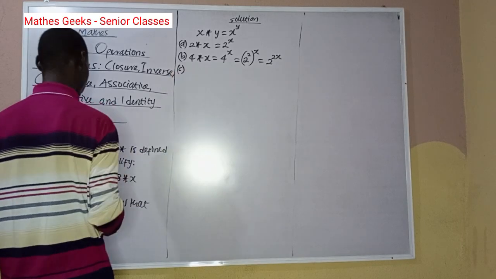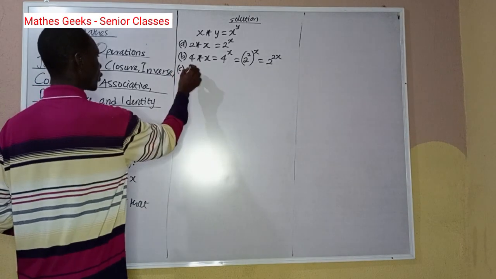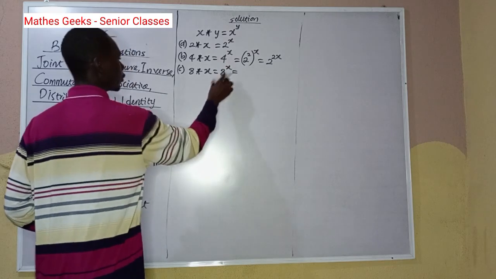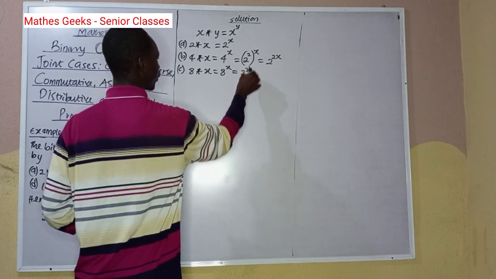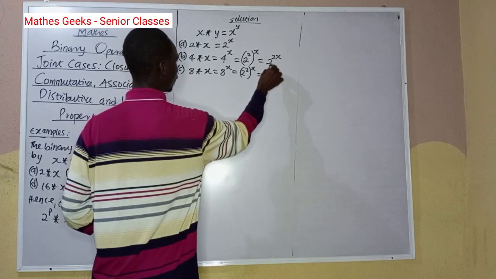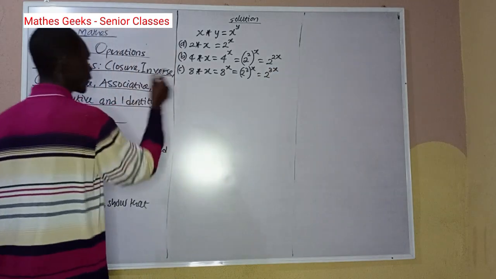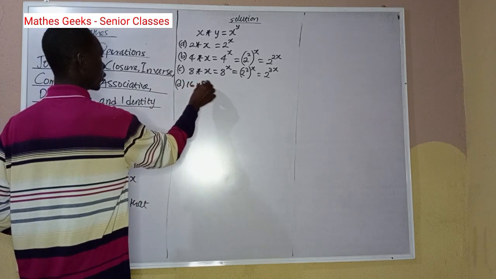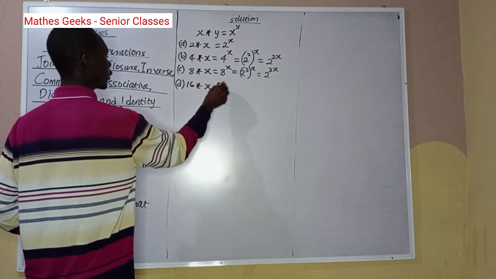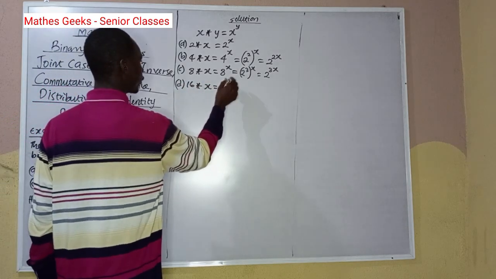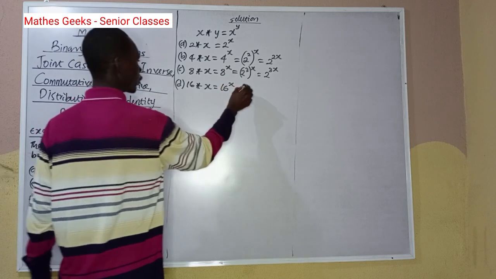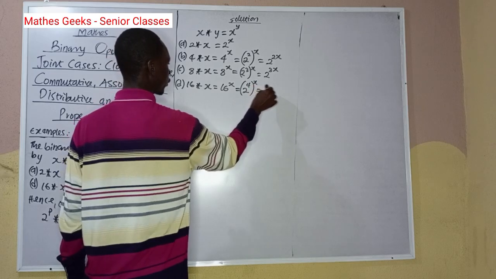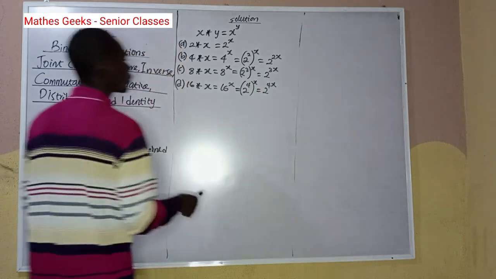C equals 8 operation x. 8 operation x is 8 raised to the power of x, and this will give us 2 raised to the power of 3x. And D, 16 operation x. 16 operation x equals 16 raised to the power of x, and that's equal to 2 raised to the power of 4, all raised to x, which is equal to 2 raised to the power of 4x.